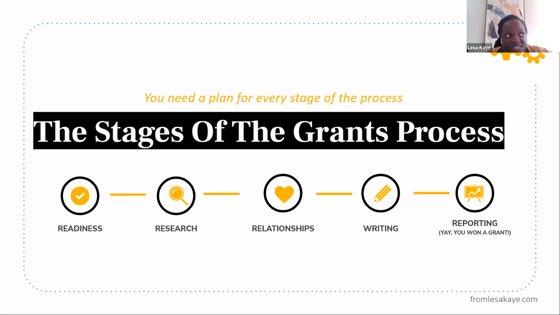And then the fifth stage was reporting, like, yay, we won the grant. So now we have to, what I call, demonstrate that you can produce results and that you can manage money. So I call it receipts and reports and results. That's the reporting stage. And so going through and recognizing the stages of the grants process, I was like, wait a minute. So writing is the fourth stage, which means I was doing this whole thing wrong.